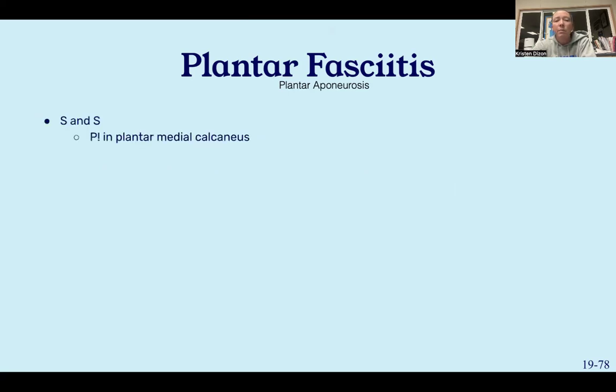All right, so signs and symptoms: pain in the plantar medial calcaneus, right at where we showed that bone spur would come, because that's where it attaches. Increased pain in the morning and increased pain with dorsiflexion.